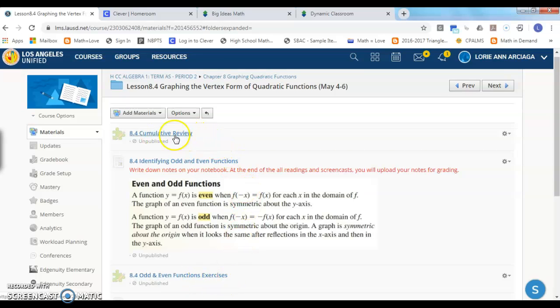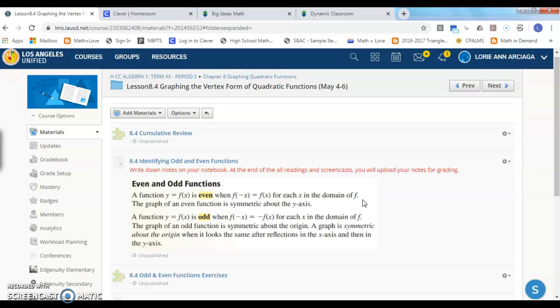Okay, so assuming you have already worked on cumulative review, I'm going to start discussing odd and even functions. So how do we know whether a function is odd or even? Now, by definition, a function y equals f of x is even when f of negative x is equal to f of x for each x in the domain. And the graph of an even function is symmetric about the y-axis.